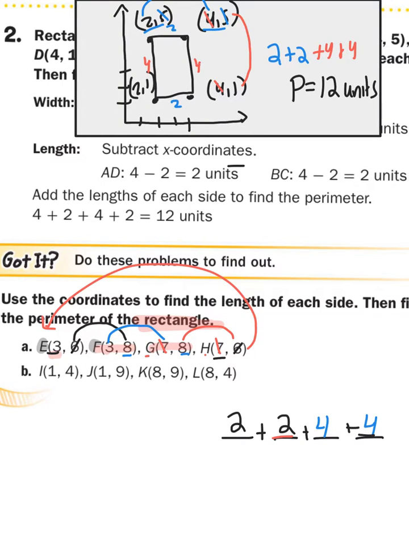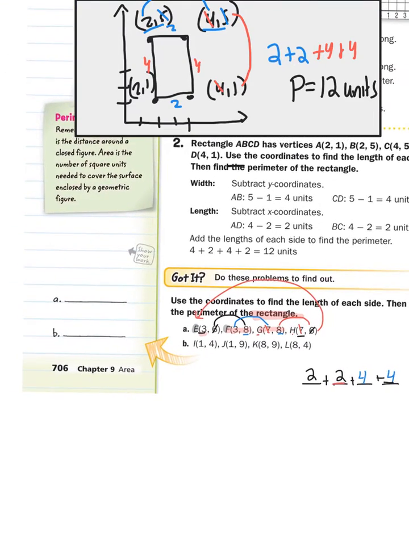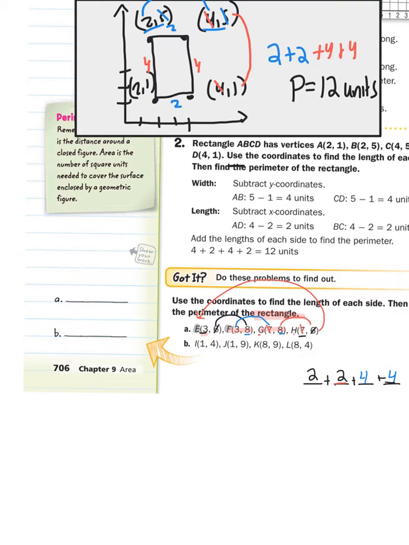So, to find the perimeter, I just have to add those 4 side lengths up. Let me get a little room. So 2 plus 2 plus 4 plus 4 is 12. So A is 12 units.